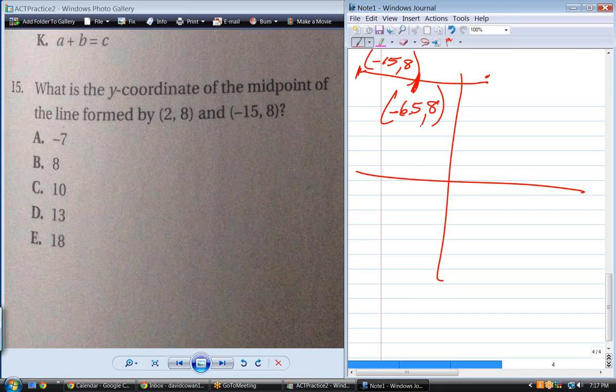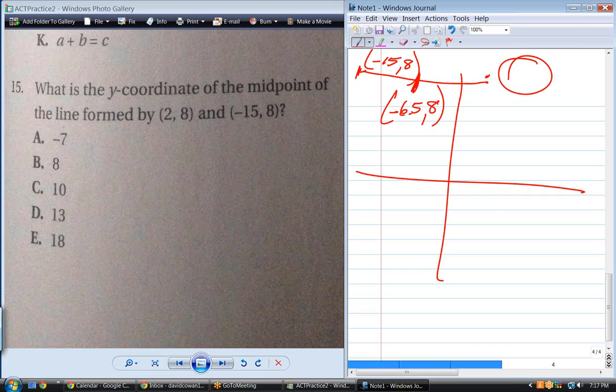There's the midpoint. How do you get the end point? How would I get this point here? Because that's the other form we see it in, where they give us an end point and the midpoint, and you have to give them the other end point.